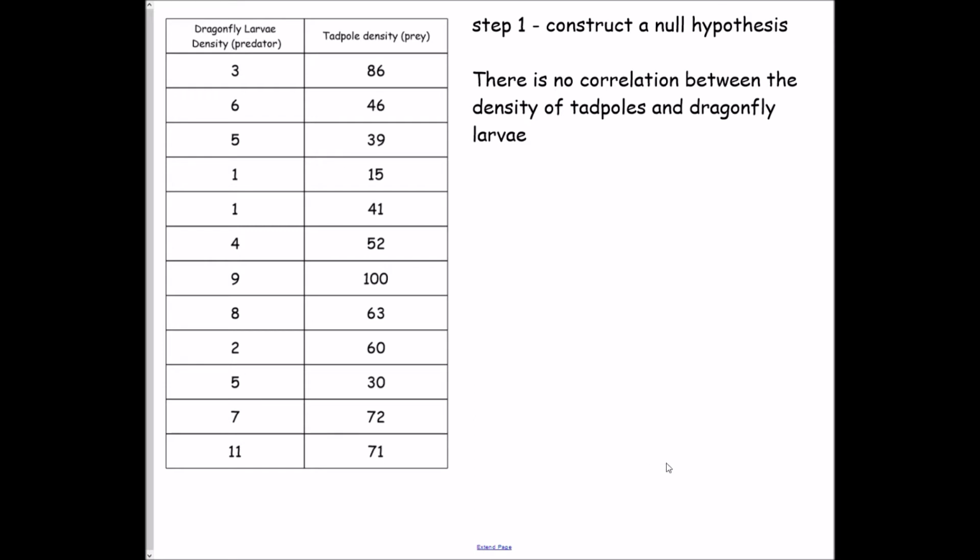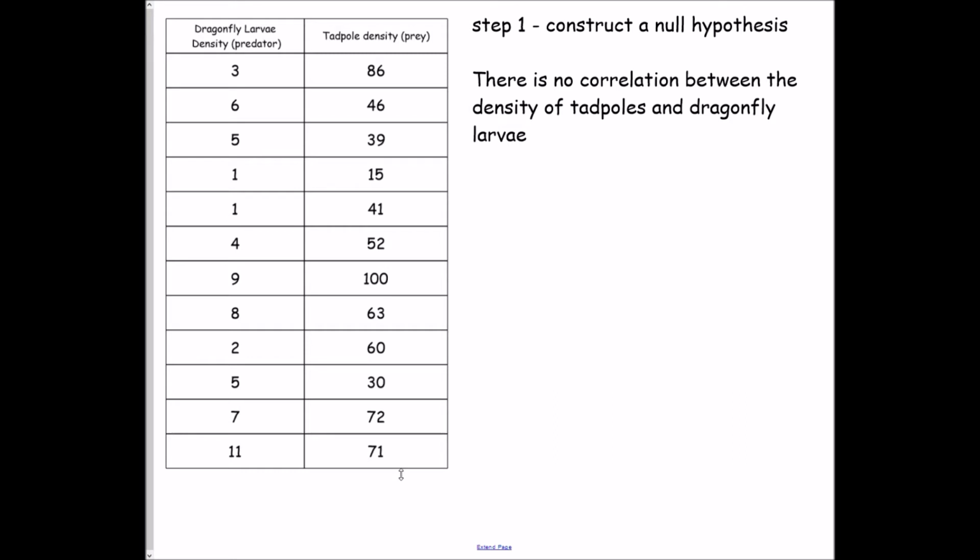So we have some data here. So this data, we've got dragonfly larva density, and then we've got tadpole density. So the dragonfly larvae prey on the tadpoles. So is there a correlation between the number of dragonfly larvae and the tadpole density?